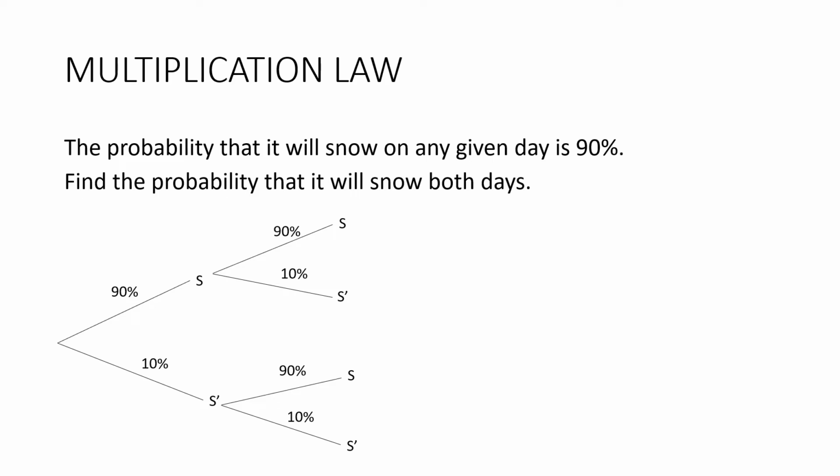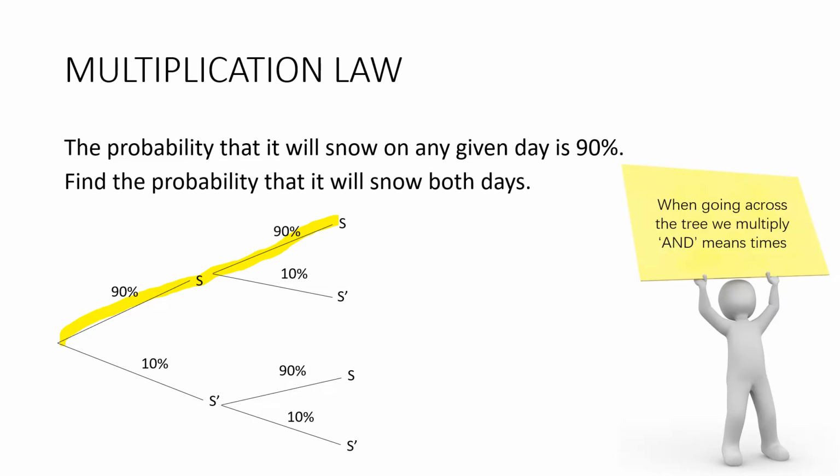Let's have a look at how we use our multiplication law with a probability tree. Find the probability that it will snow both days. We look at our tree and we find where it says snow and then snow. You might even like to highlight that. Here's the rule. When we are going across the tree, we multiply because we're saying the word and. We want snow on the first day and we want snow on the second day. And in probability, and means times. So the probability of snow and then snow is going to be 90% times 90%, which is 81%.